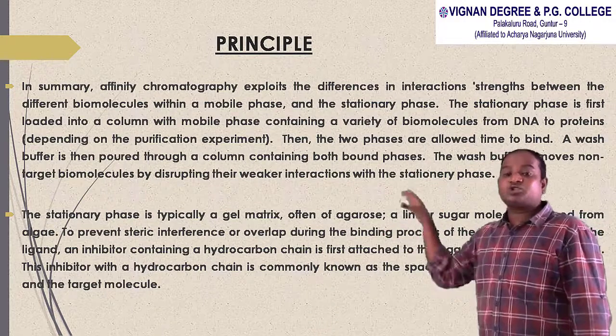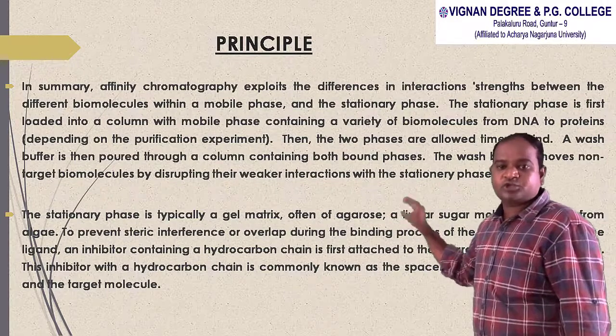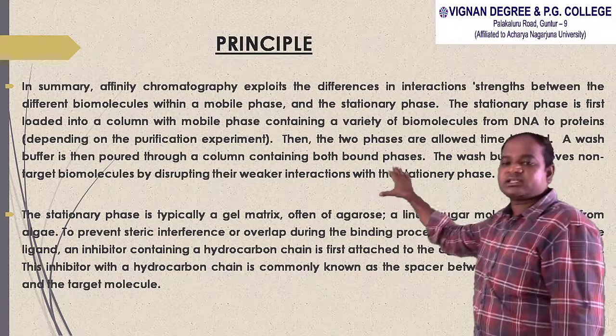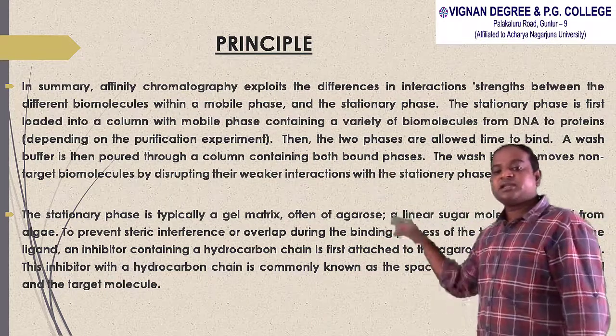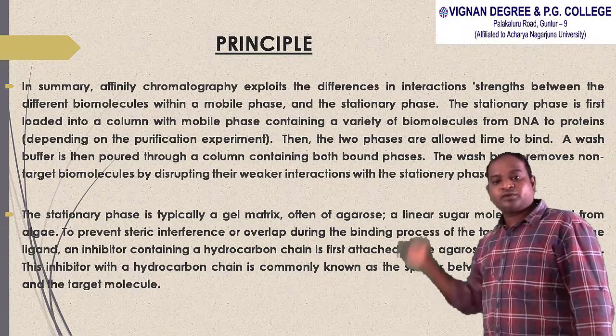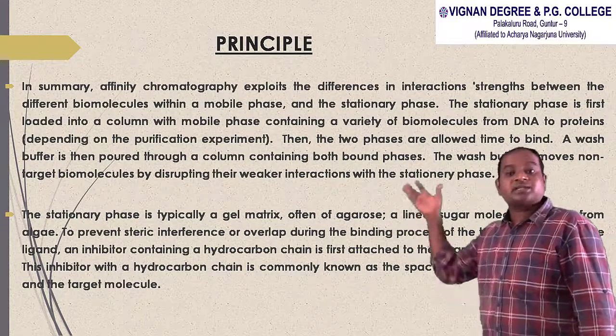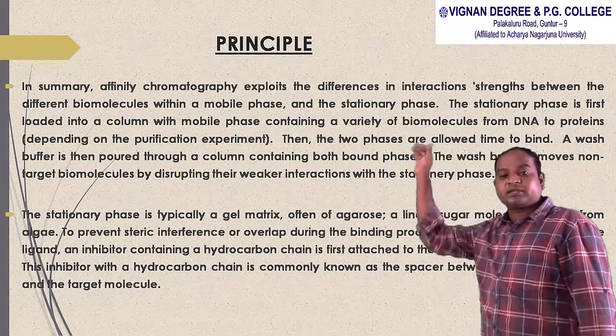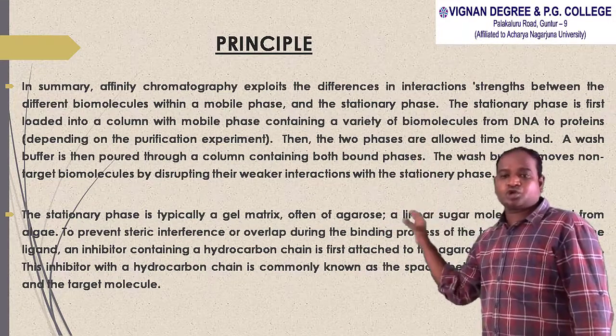The reaction should not be too strong. It should be very little interaction between the hexokinase and the substrate analog. Why? Because later we have to separate this hexokinase from the column. If it is tightly bonded, we can't separate it. So the interaction between the substrate analog and the separating molecule should not be too strong.